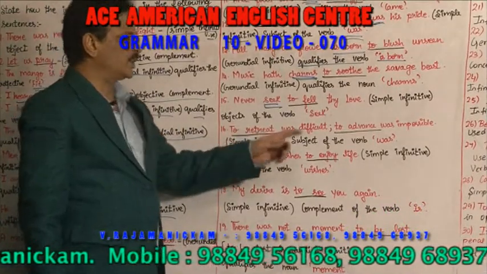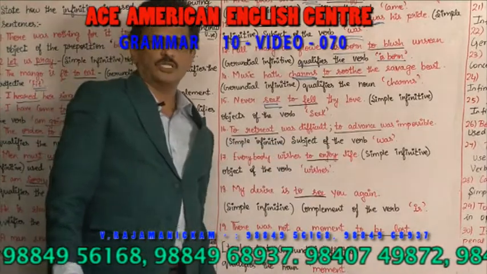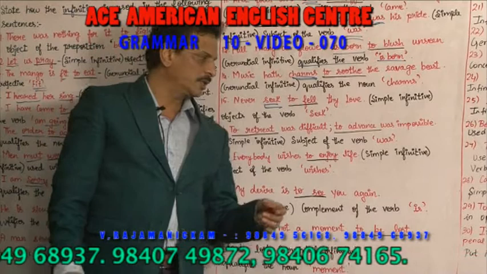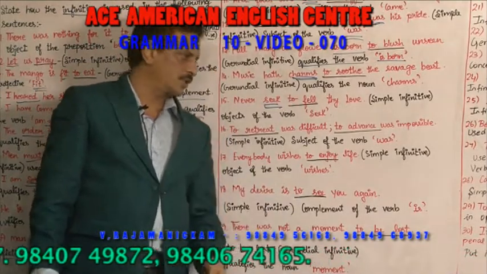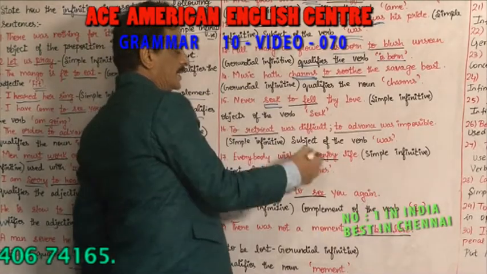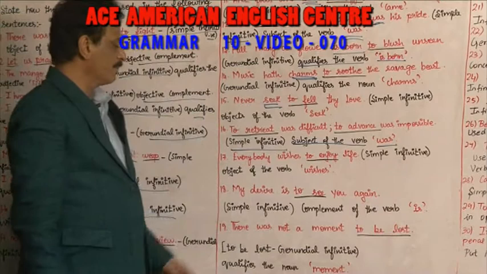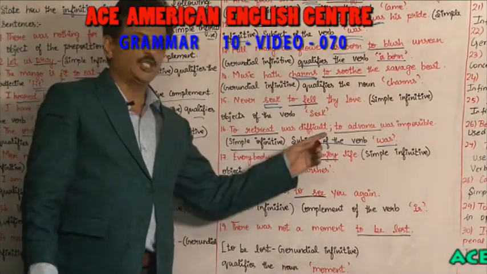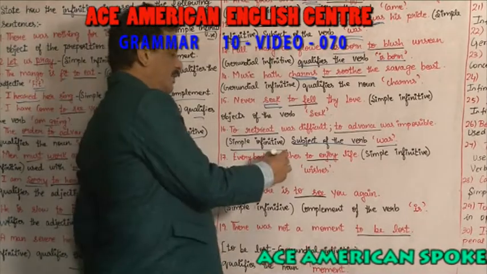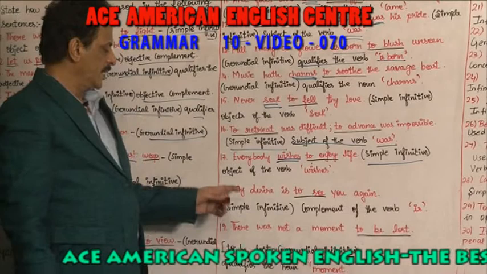"To retreat was difficult." To go back is difficult. "To advance was impossible." To go forward was impossible. So this "to retreat" and "to advance" are the subject of the verb was. So it is a simple infinitive. "Everybody wishes to enjoy life." So it becomes a simple infinitive, the object of the verb wishes.